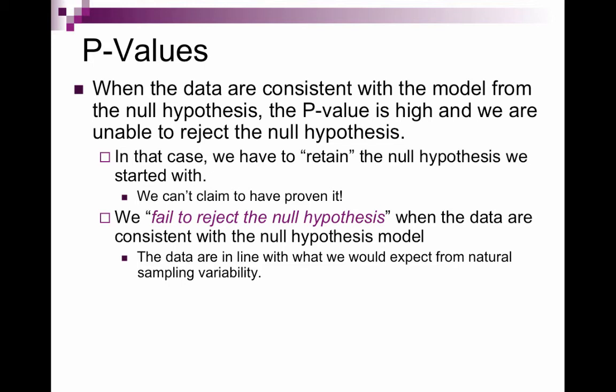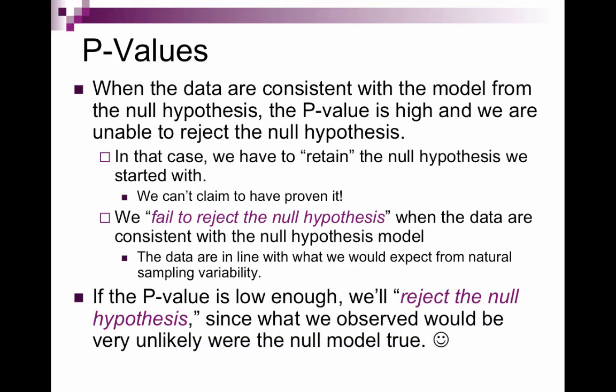If we fail to reject the null hypothesis, and that's how we're actually going to declare it, we will say that we fail to reject the null hypothesis, and we do this when the data are consistent with the null hypothesis. So if the data are consistent with the current model, we fail to reject the null hypothesis. That means that the data are in line with what we would expect from natural sampling variability. So we don't expect it to be the exact value of our null hypothesis, but as long as we can assume it came from natural sampling variability, we're good to go.